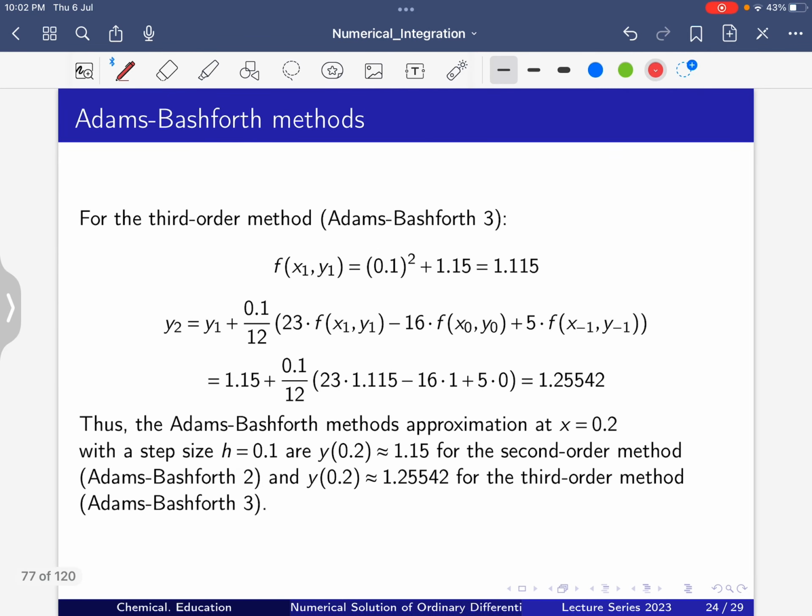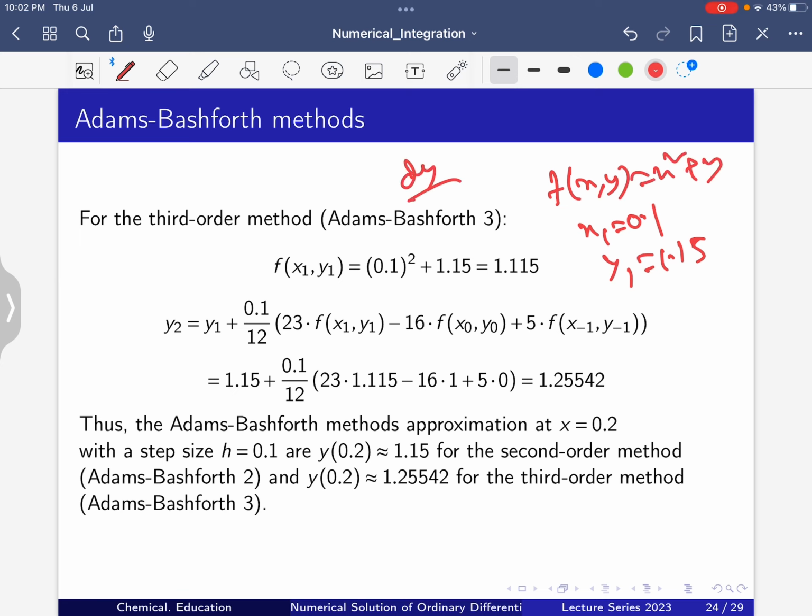Now the Adams-Bashforth third order method. We already have x1 = 0.1 and y1 = 1.15. So f(x1, y1): we know f(x, y) = x^2 + y, that is, dy/dx = x^2 + y. So x1 we know, y1 we know, that is 0.1 squared plus 1.15, which gives 1.115.